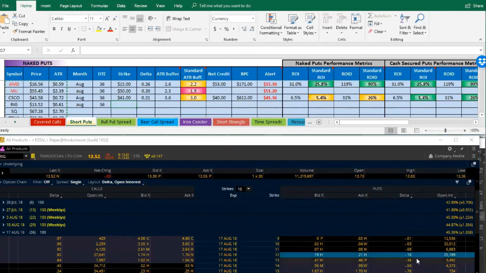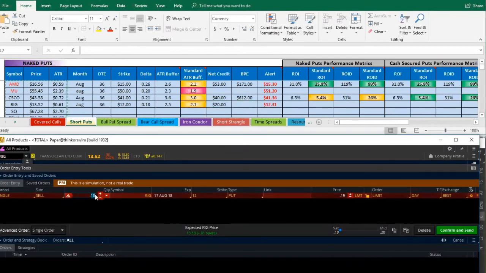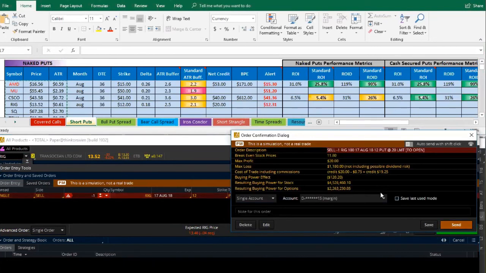Now here we are, RIG. Let me get back focused here. RIG, 18 delta. Strike price is going to be down here at the 12 strike price, 0.18. Net credit, we're going to come in at 20 because the bid is 19, the ask is 21, so I'm going to put a $20 net credit. When I build my offer, set one contract, I do a midpoint offer. Here's my confirm and send.